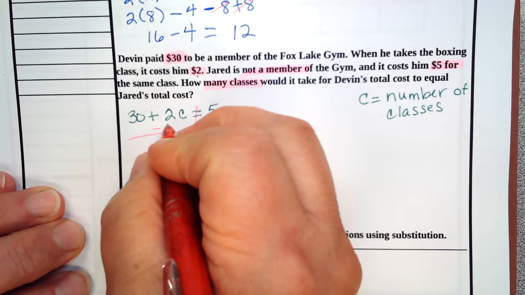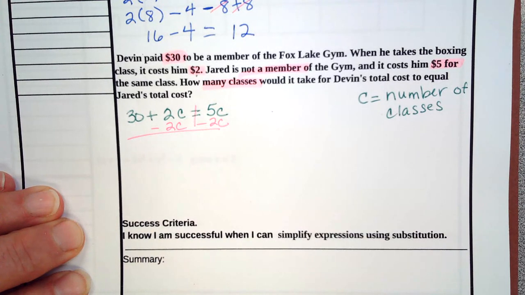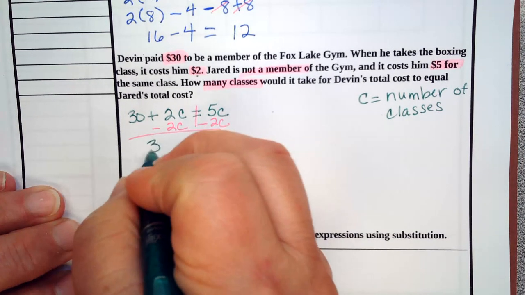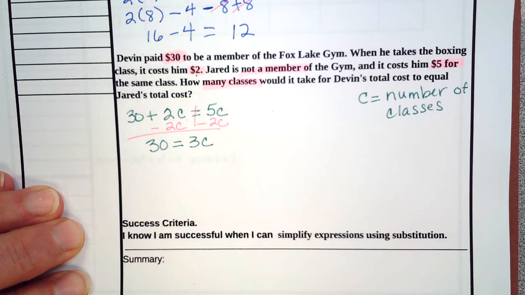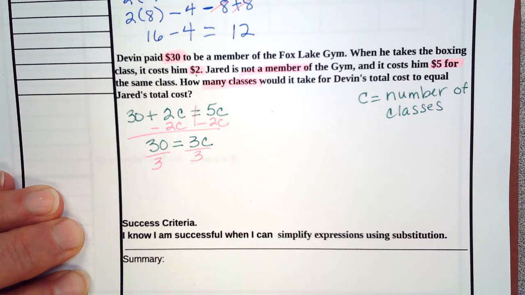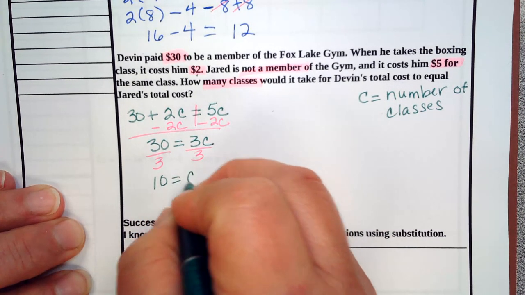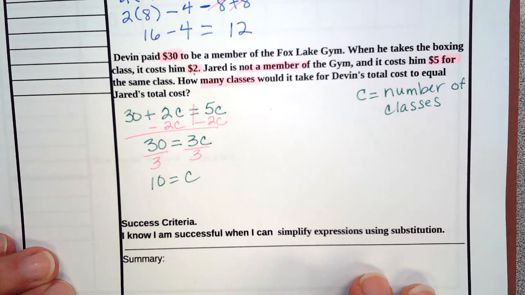Okay, I'm going to subtract 2C from both sides, and I get 30 is equal to 3C. I'm going to divide both sides by 3, and I end up with 10 is equal to C. What does that mean? Well, after they have done 10 classes, they will have paid out the same amount.